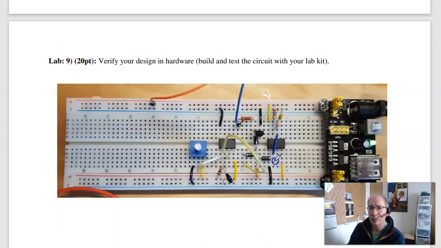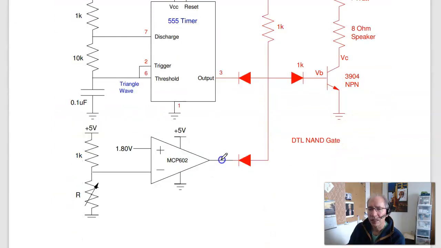In terms of hardware, if I build it, here's the hardware circuit. Here's my 555 timer outputting a square wave. Going to my transistor, here's the DTL logic and my comparator. To test it, what I would do is take the comparator, take this point right here, tie it to ground, and the speaker should turn off. If that works, then take that point, tie it to 5 volts. Speaker should turn on. If that works, then take this, tie it to the comparator. As the comparator goes through 1.8 volts, the speaker turns on and off.